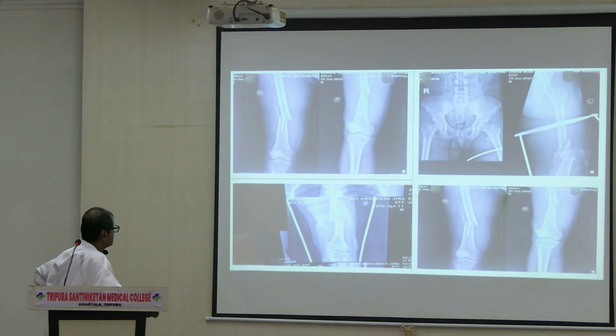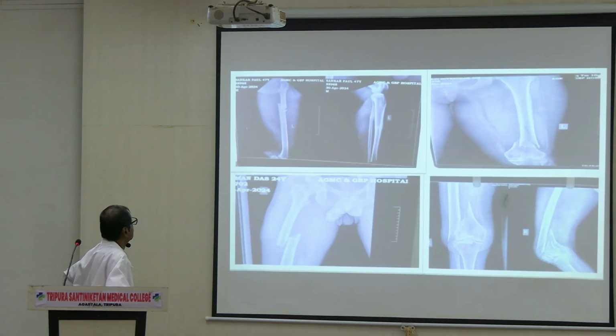This is a lower third fracture, lower fourth. You see, this is a comminuted fracture, multiple pieces. This one is on a Thomas splint. There is no Thomas splint on these two patients. There is also a fracture of the femur here. This is upper third, this is mid third fracture, and along with this, multiple fractures are there.